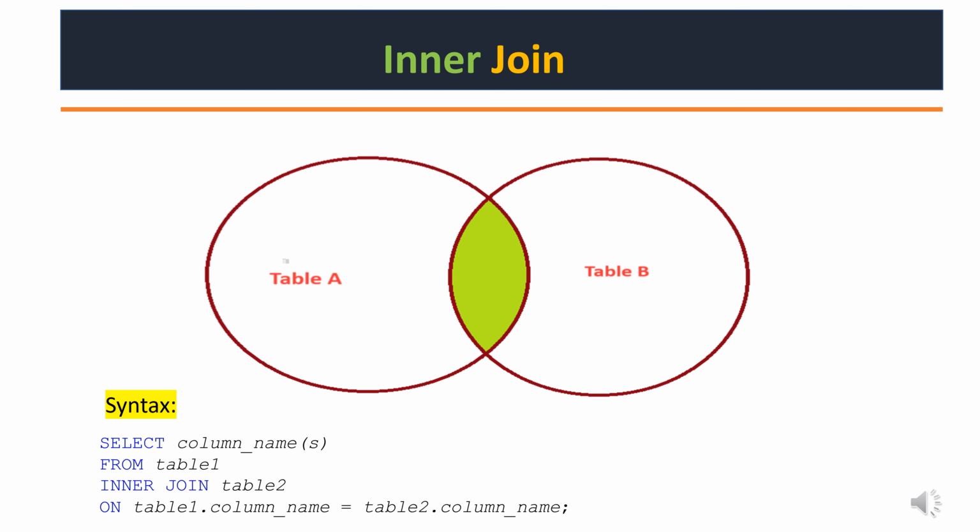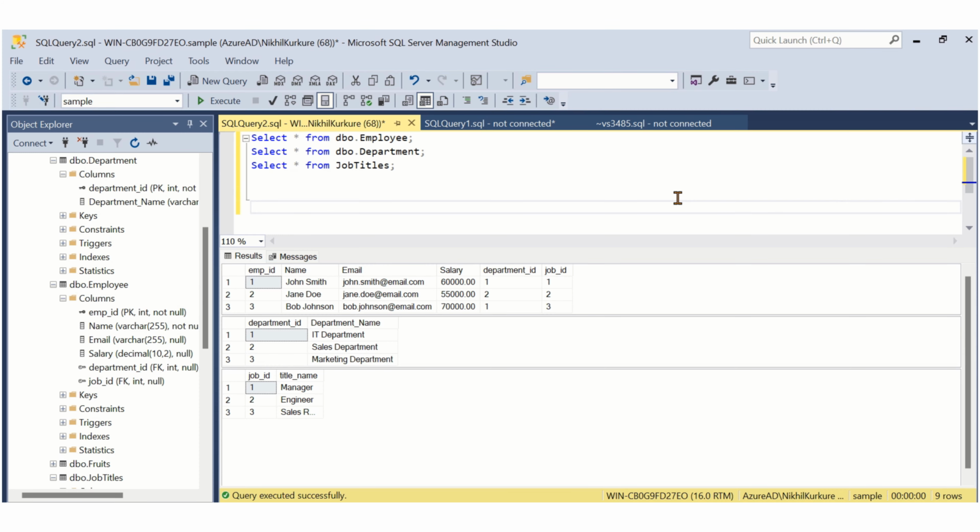Let's start with inner join. It helps us retrieve only matching rows from both the tables. It's like finding common data between them. And what is the syntax for it? SELECT columns FROM table1 INNER JOIN table2 ON table1.column_name = table2.column_name. So guys, I will show you here how to join multiple tables using an inner join.